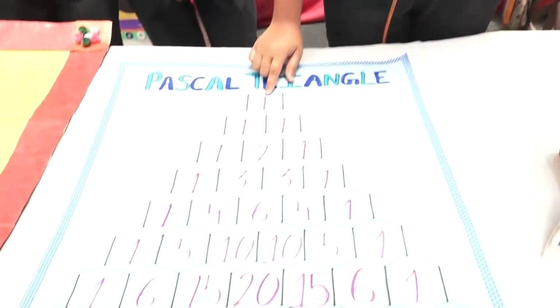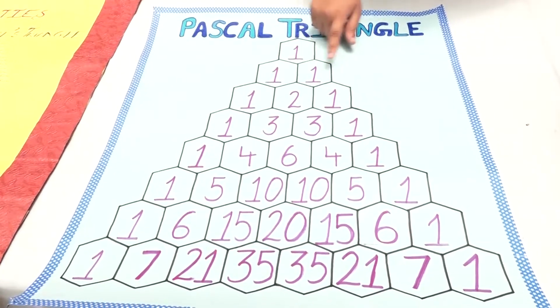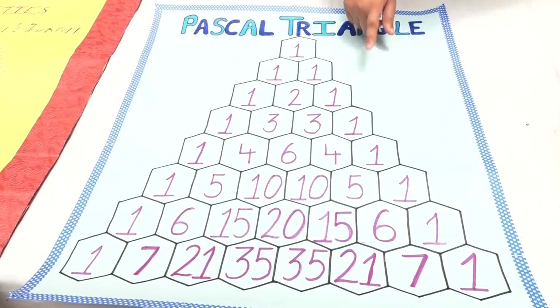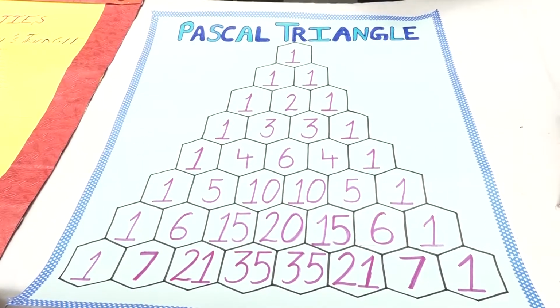Now, the next property is the summation property. As you can see, in this triangle the first row's sum is 1. In the second row, the sum is 1 plus 1, which equals 2, and 2 is also double the first row. In this way, the triangle continues. This shows that each line of the triangle is double the sum of the previous line.